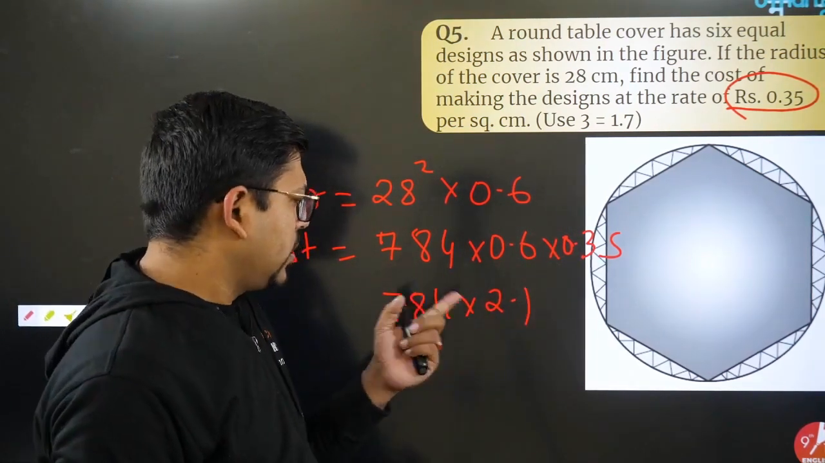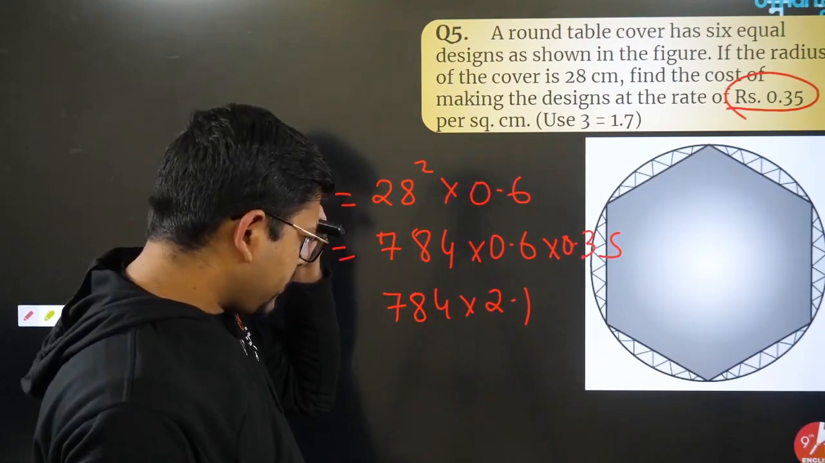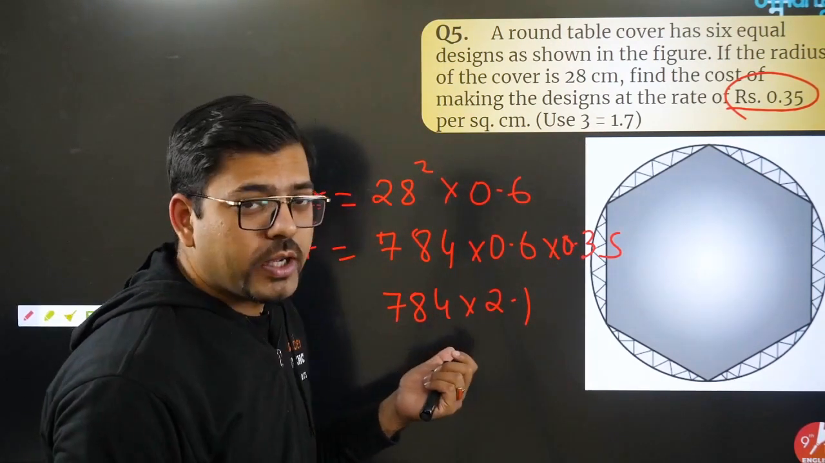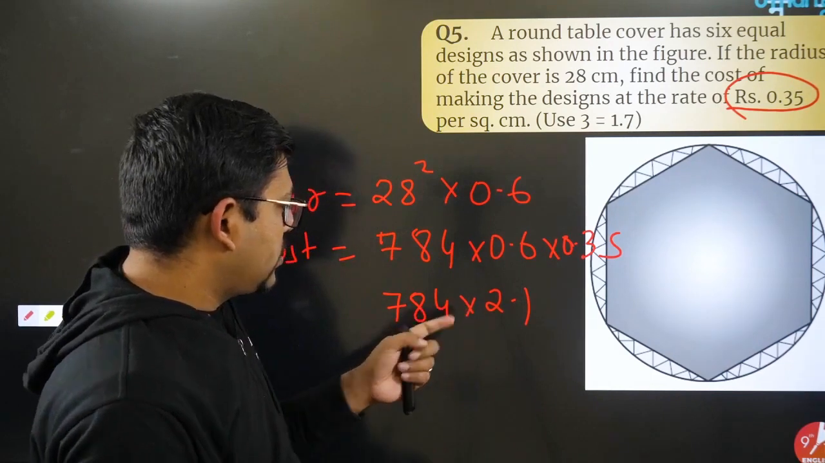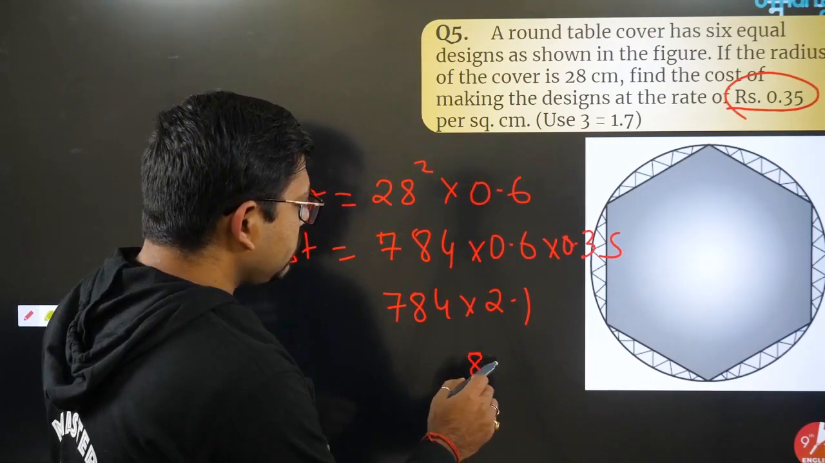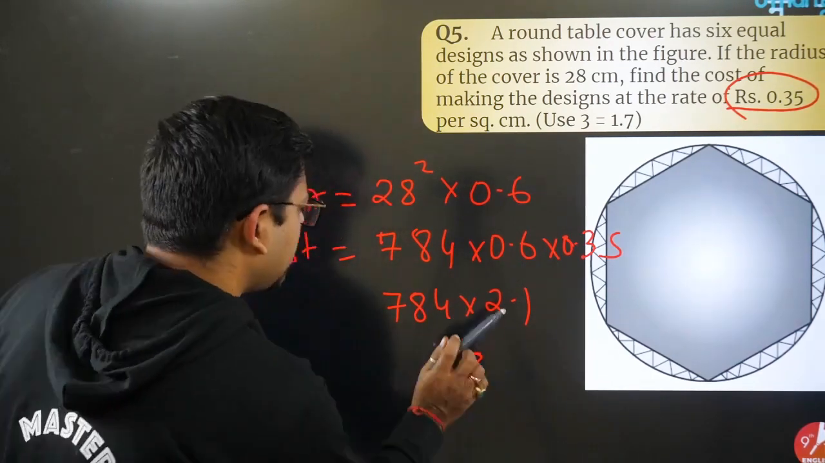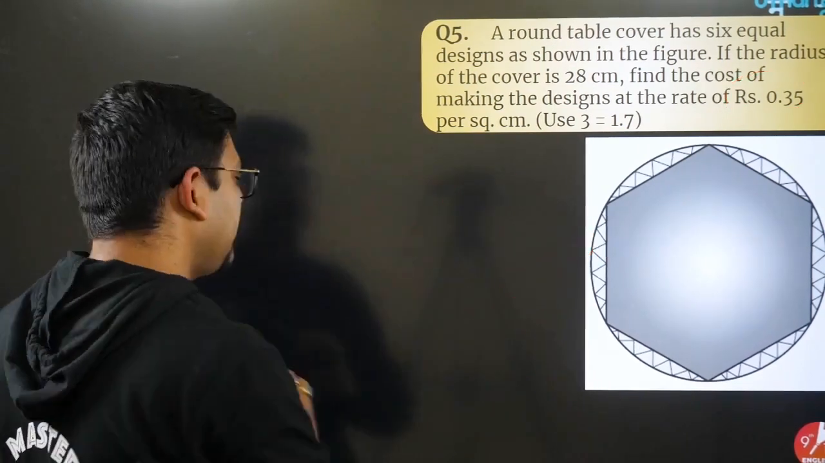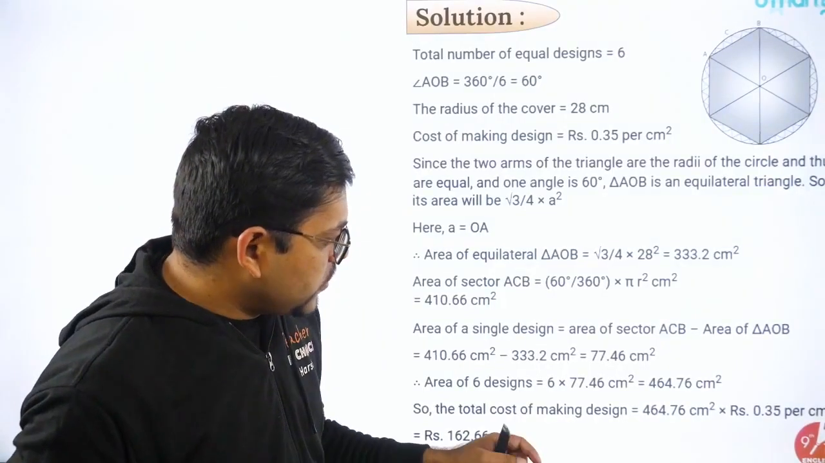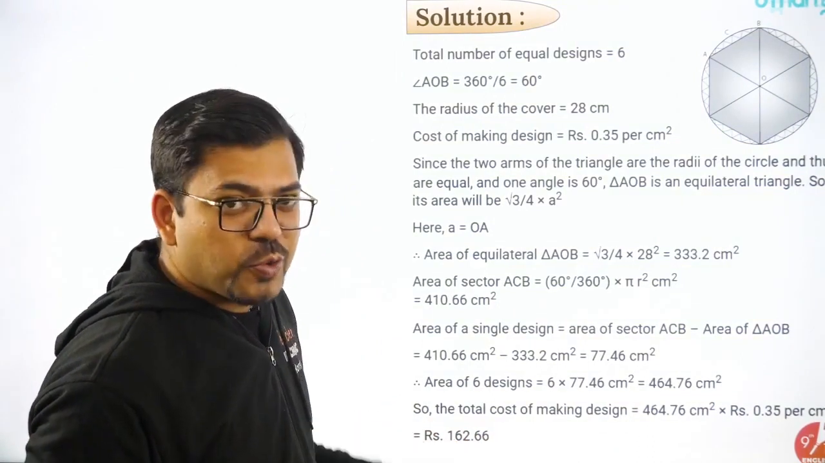So I guess you'll get something. Yes, it will come. 7 twos are 14, 4 twos are 8. Do you want me to calculate? Please, I don't want to calculate this now. 784 into 2.1, so you will get something like 162.66.